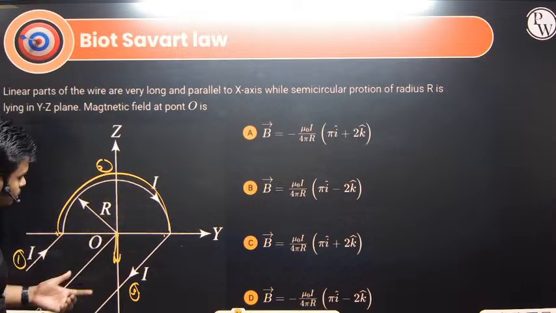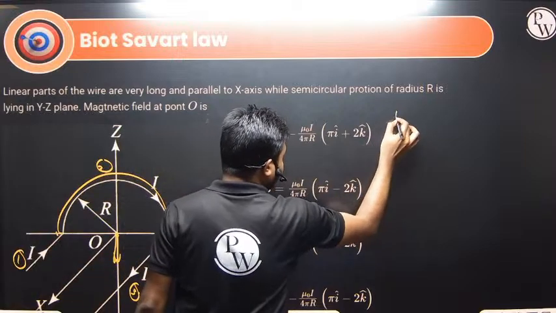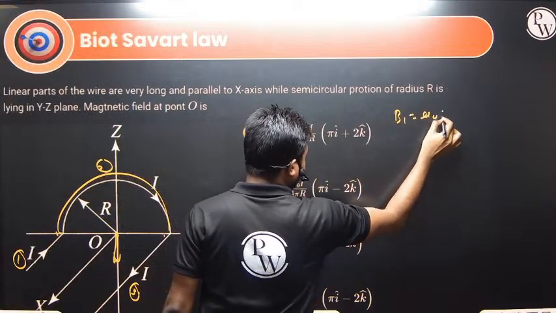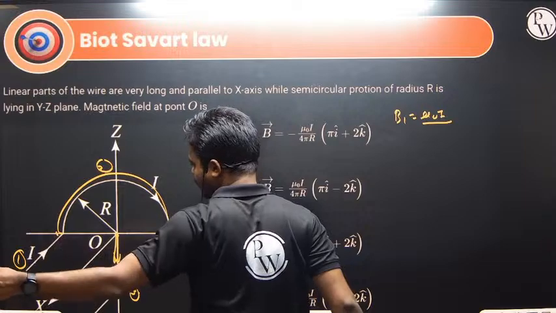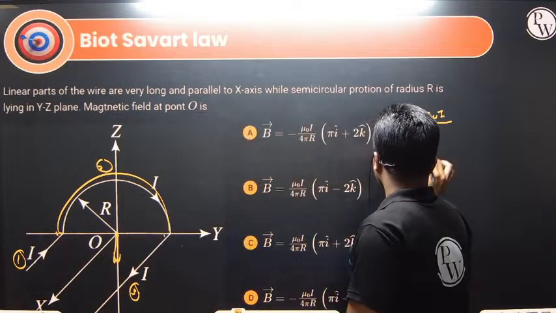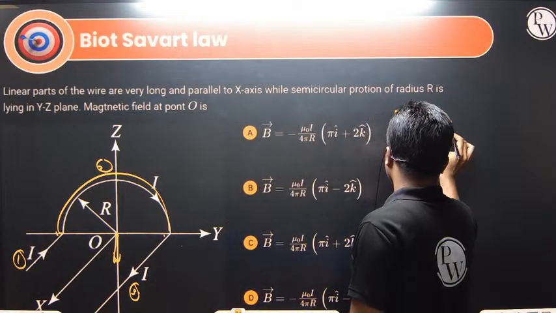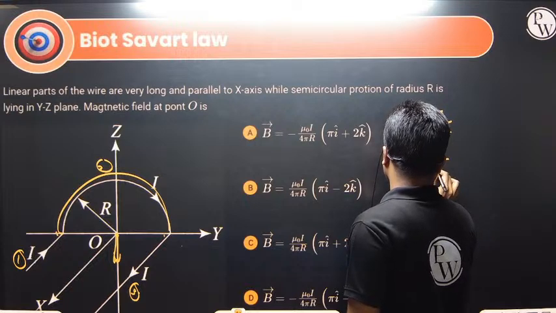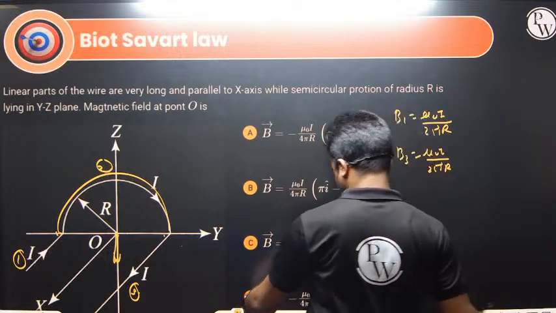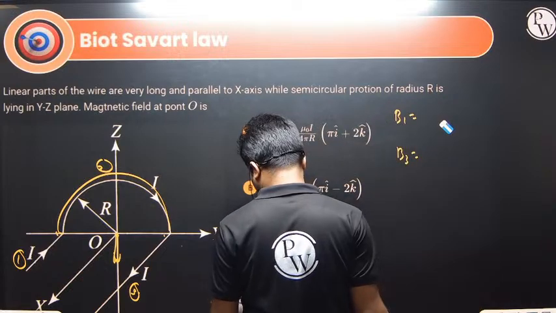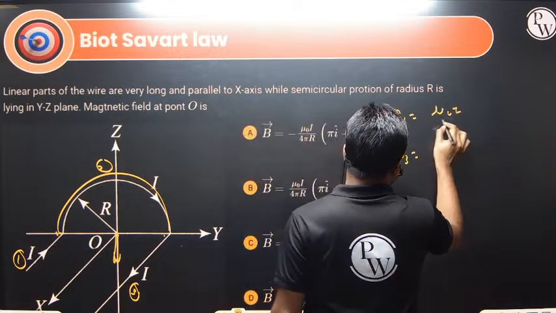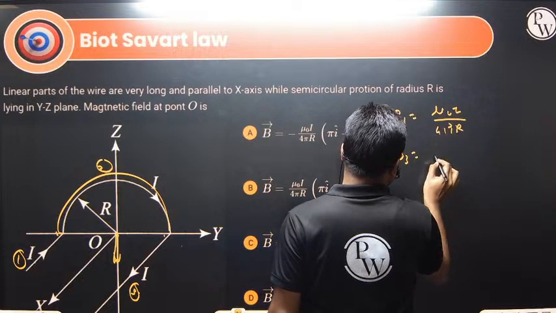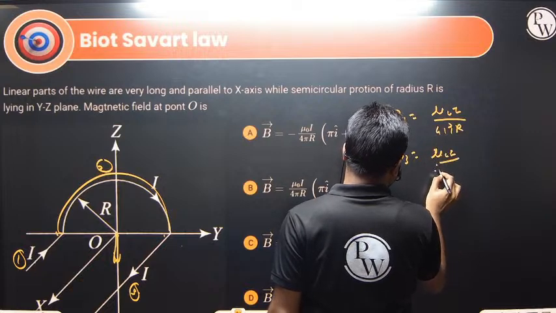So let's talk about this B1. What is B1? This is semi-infinite, so this will be mu naught I divided by 4 pi r, not 2 pi r. And what is B3? Again, because semi-infinite is there, mu naught I divided by 4 pi r.